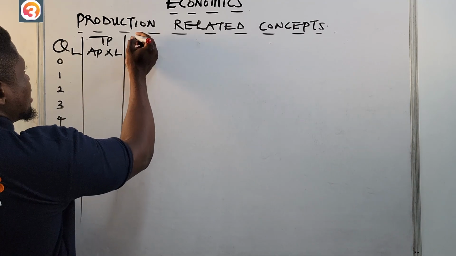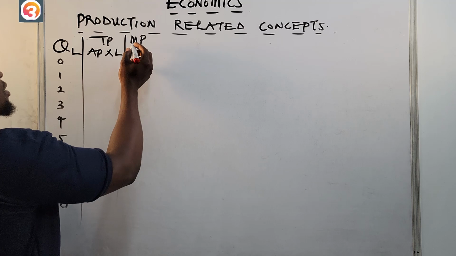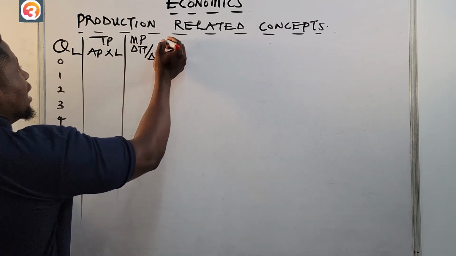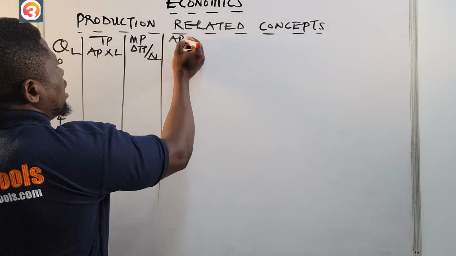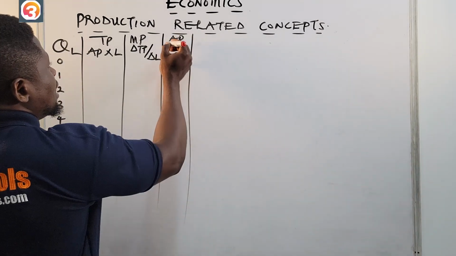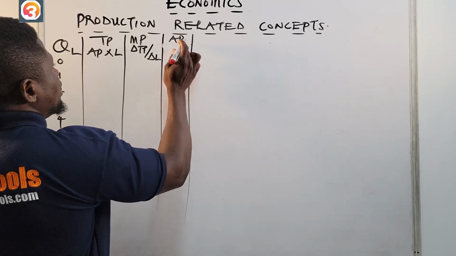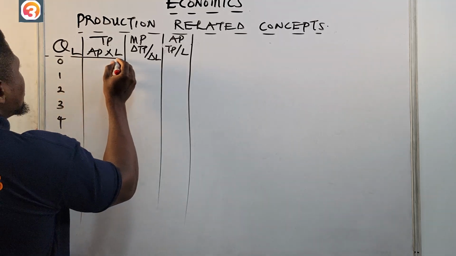Then we have our marginal product, MP. What do you say our MP is? We say MP is change in TP over change in L. Remember? Then we have our AP. What do you say AP is? AP is TP over L. All right? So this is our table.